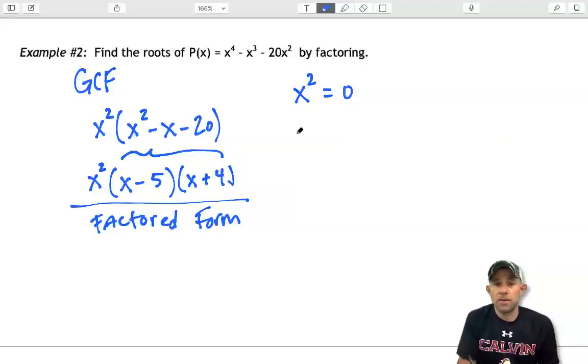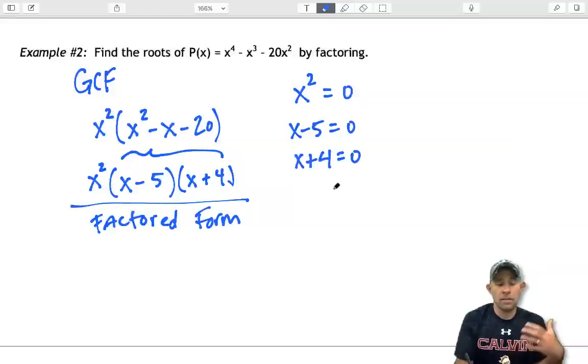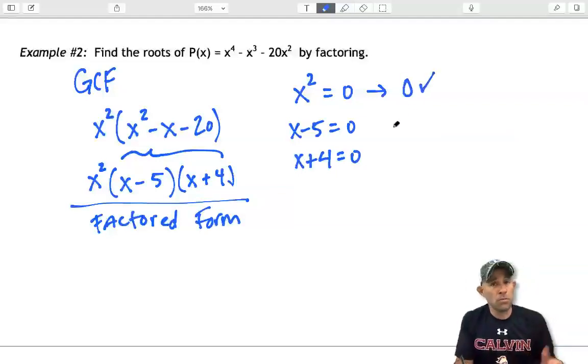So here's my first factor. My second factor is x minus 5 equals 0. And finally, x plus 4 equals 0. So what we're doing here is we're really applying this zero product theorem. All right, and when I solve this, I'm going to take the square root of both sides. Well, the square root of 0 is simply 0. So 0 is known as one of my roots.